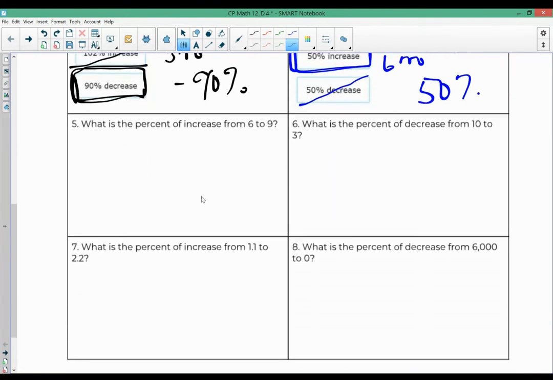All right, and then 4 more that are not multiple choice, but it's still the same idea. What is the percent of increase from 6 to 9? So new minus old. 9 minus 6 divided by 6 times 100. 9 minus 6 is 3. So now I'm doing 3 divided by 6 times 100, 50%.